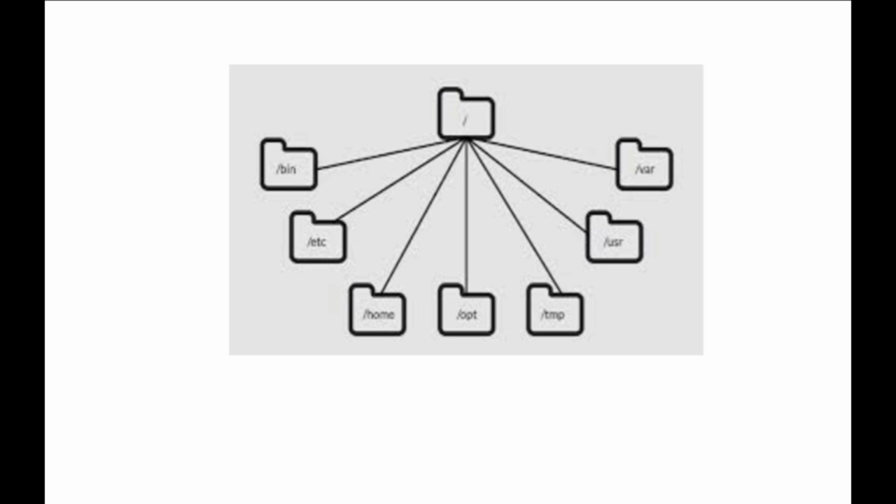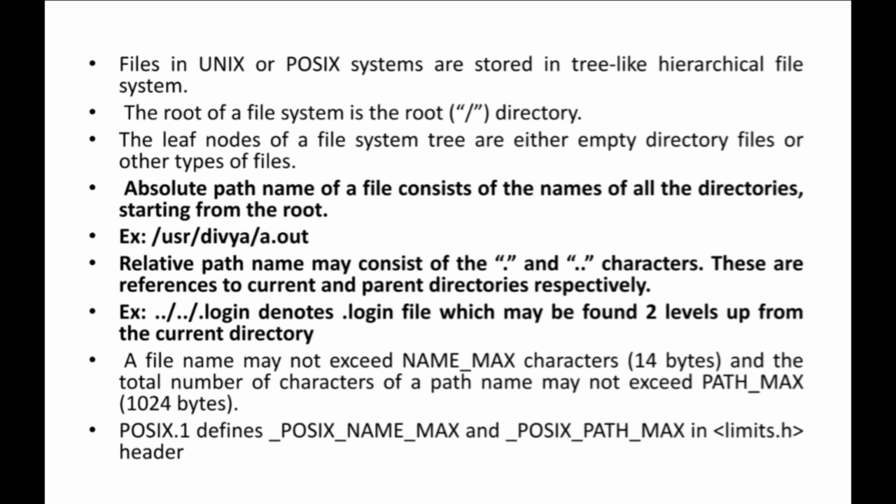You can see there home file, bin file, user file. See, all the files are stored as sub files, the child to the parent. Here parent is a root directory. So the files are stored here in a parent and child relationship, that is hierarchical representation. Getting, guys? See, the root of a file system is the root directory. I told you root is the first directory, parent directory. The leaf nodes of a file system, right, are either empty directory files or other types of files.